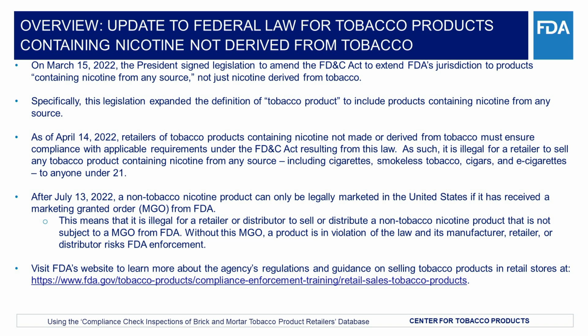After July 13, 2022, a non-tobacco nicotine product can only be legally marketed in the United States if it has received a Marketing Granted Order, or MGO, from FDA. This means that it is illegal for a retailer or distributor to sell or distribute a non-tobacco nicotine product that is not subject to an MGO from FDA. Without this MGO, a product is in violation of the law, and its manufacturer, retailer, or distributor risks FDA enforcement.